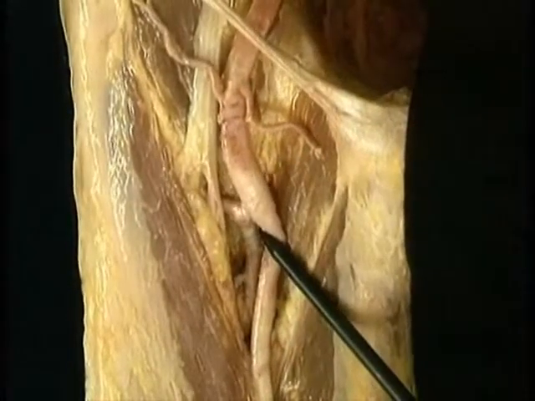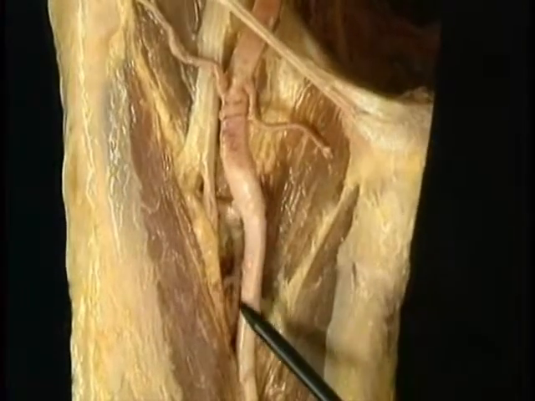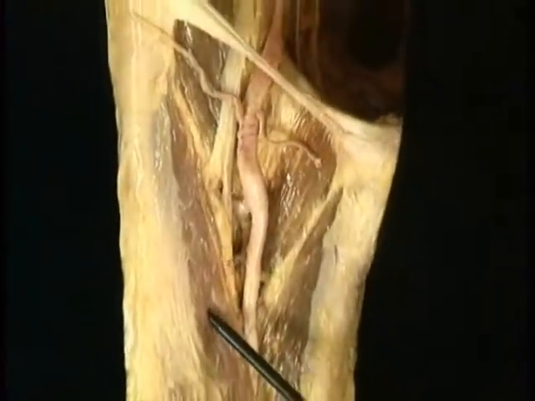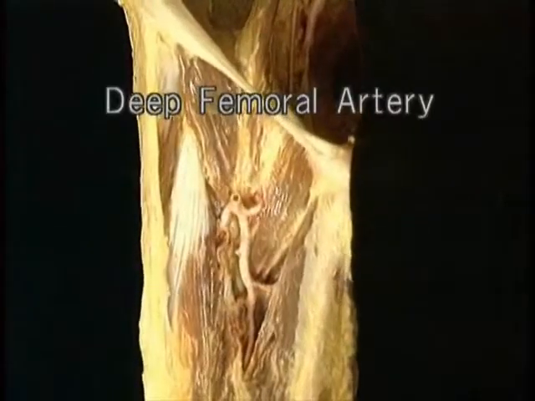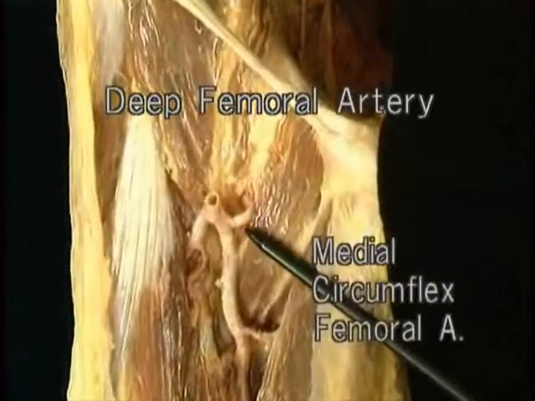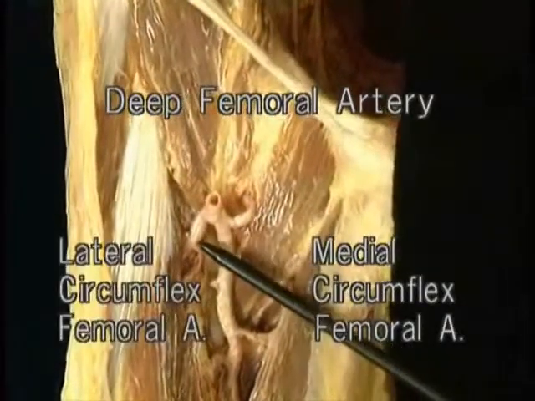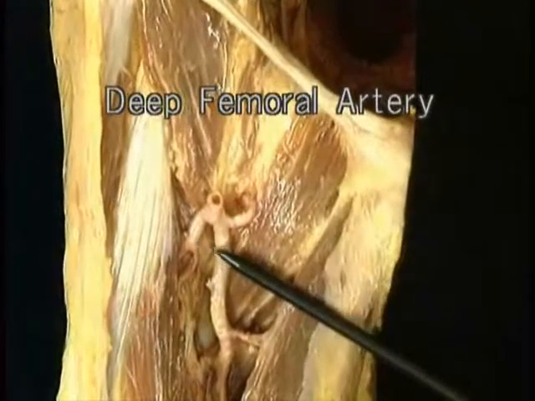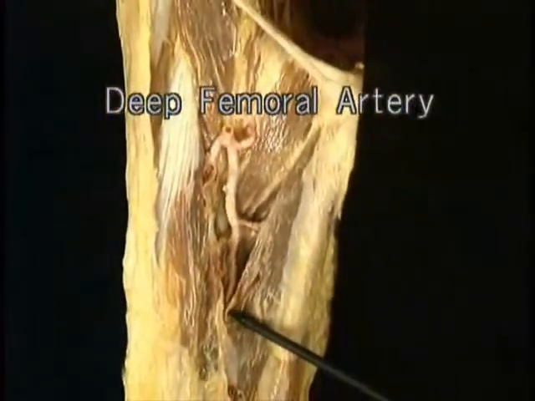Below the point where it gives off the deep femoral, the femoral artery is often referred to as the superficial femoral. It supplies everything from about here downward, but the main artery that supplies the thigh is the deep femoral. To follow the deep femoral artery, we'll remove the femoral artery. We'll also remove the sartorius muscle and the femoral nerve. Early in its course, the deep femoral gives off two large branches, the medial circumflex femoral and the lateral circumflex femoral. It then passes behind adductor longus, which we'll remove.